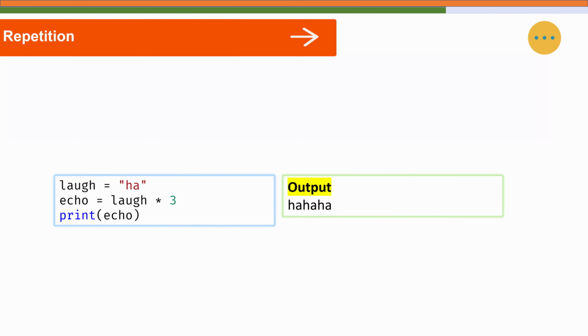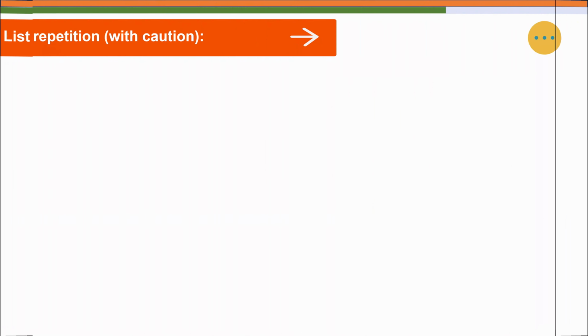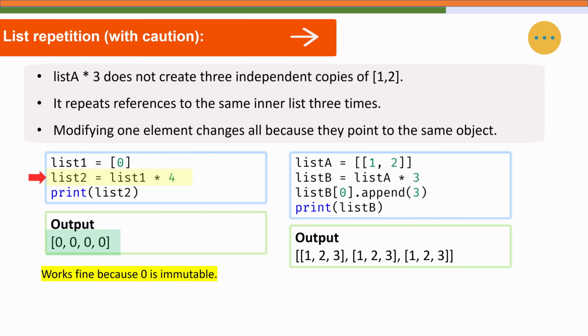The asterisk is a repetition operator. Here the string "HA" times 3 gives "HAHAHA". For a list, [0] times 4 creates four zeros. However, repetition can be tricky with mutable elements.